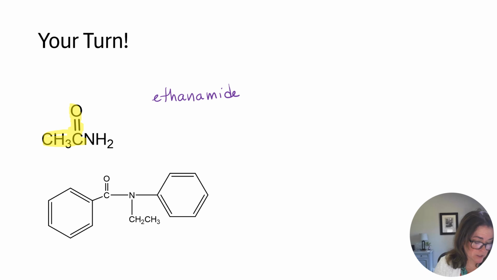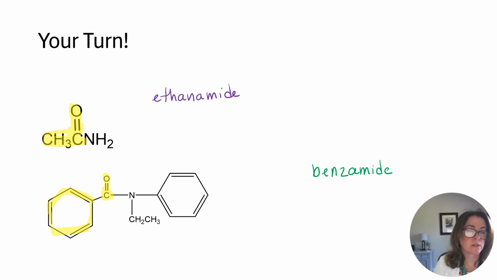All right, this next one looks horrific. It really is not that bad. Let's follow this general procedure. I'm going to look for my carboxylic acid derivative first. So here's my carbonyl. Here is my derivative, that I'm going to write in green. This is a benzamide.